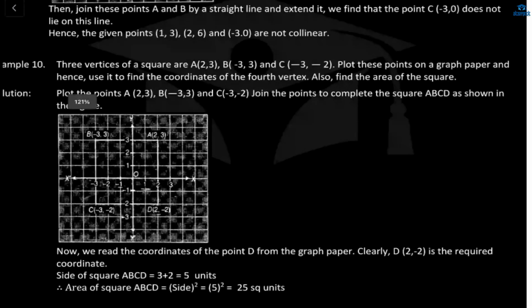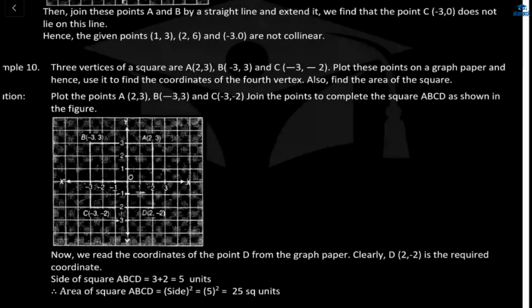Three vertices of a square are A (2, 3), B (-3, 3), and C (-3, -2). Only these three vertices are given. The fourth one is still missing. So, Advika, any idea? And it is also given that it is a square. So, square means all the four sides are equal. Now, can you tell?